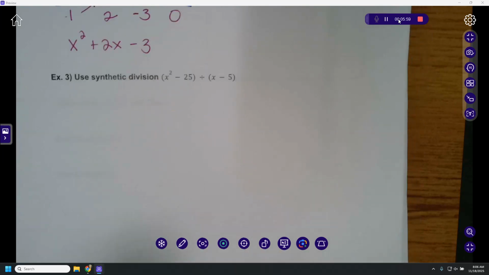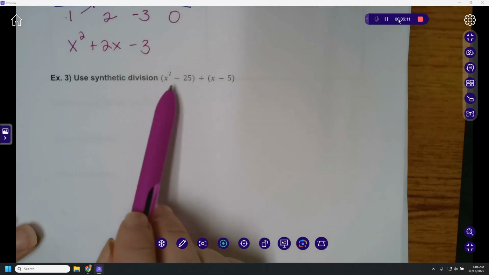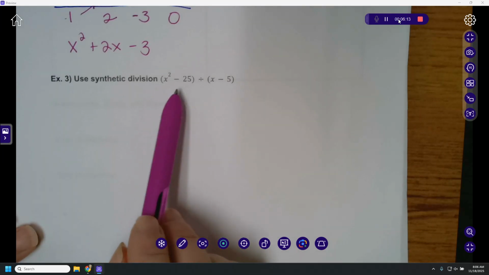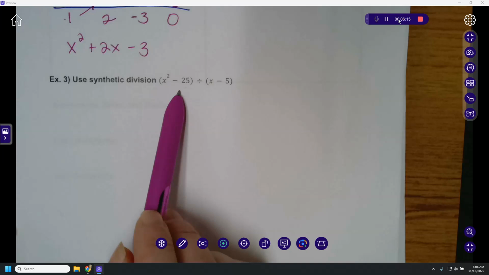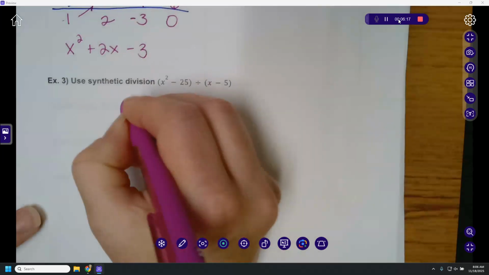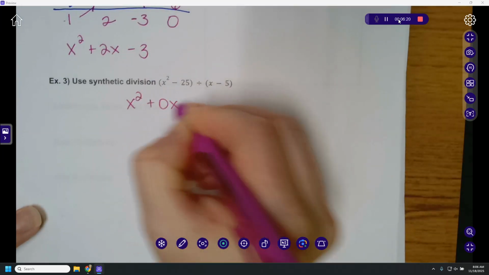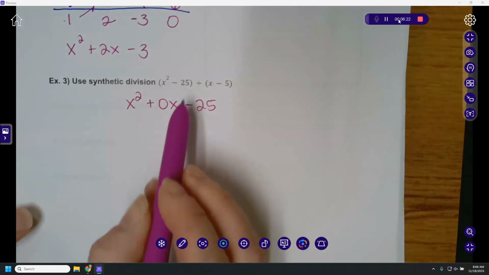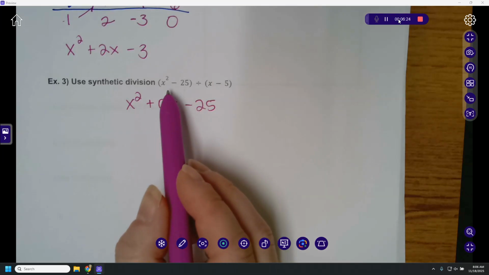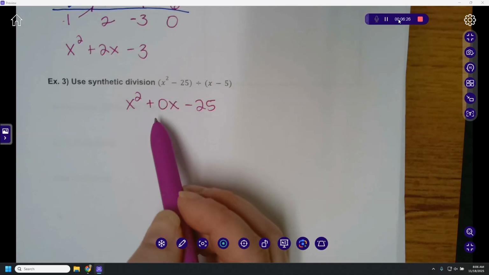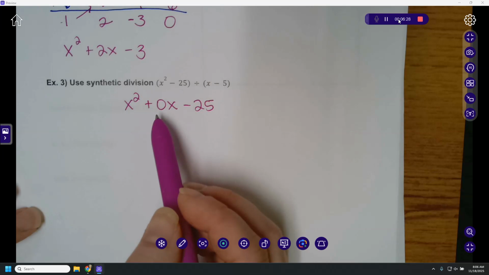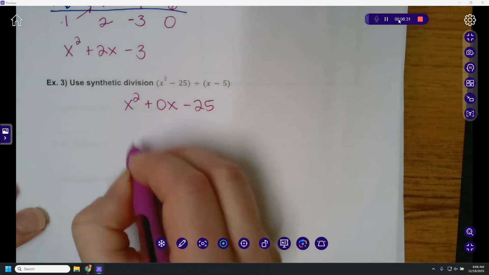So let's do one more, and then I'll do synthetic division with one of the ones we did yesterday. You don't have to do that one, just to prove to you that it is the same as long division. On this one, I have an x squared, but do you see how there's no x term in there? So I'm going to rewrite this as x squared plus 0x minus 25. When you have any missing terms in the middle of the function, you do need to hold their spot with a 0 for synthetic division to work. So that's what I'm going to put.